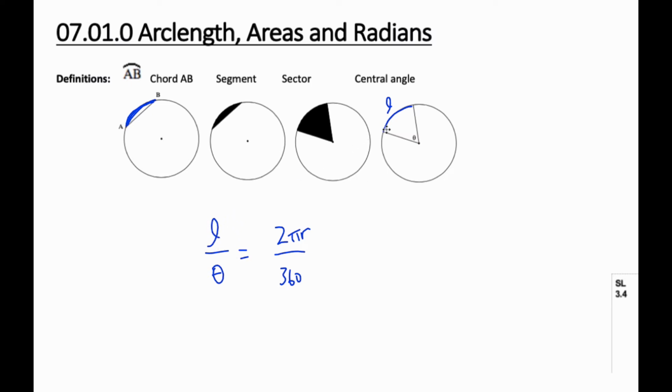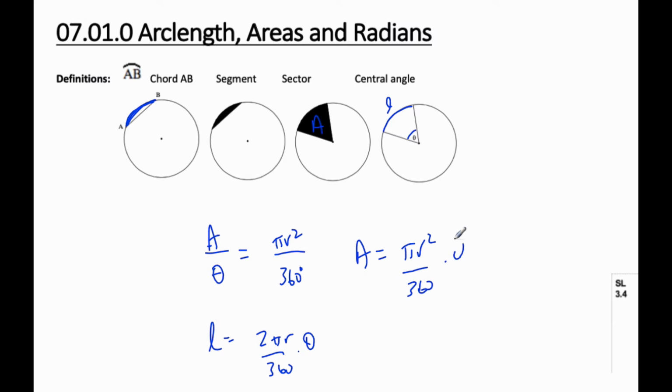So the part of the length to the part of the angle, and they're proportional, are equal to the proportion of the entire circumference to the entire degree. And so if I multiply by theta, I can say that L is equal to 2 pi r over 360 times theta. Similarly, if I wanted to do the area, I could change this formula from arc length to area. The same thing holds true: it would be pi r squared over 360 times theta.